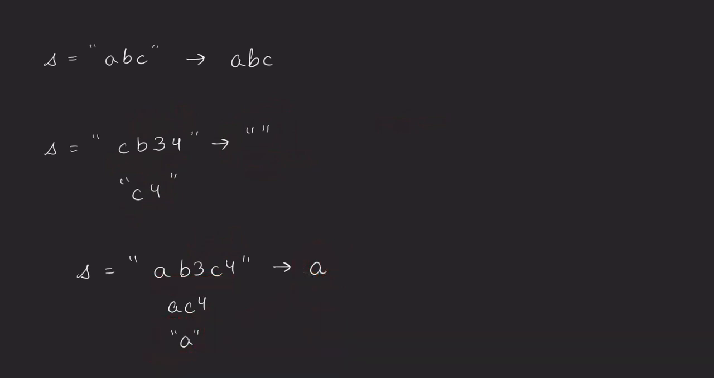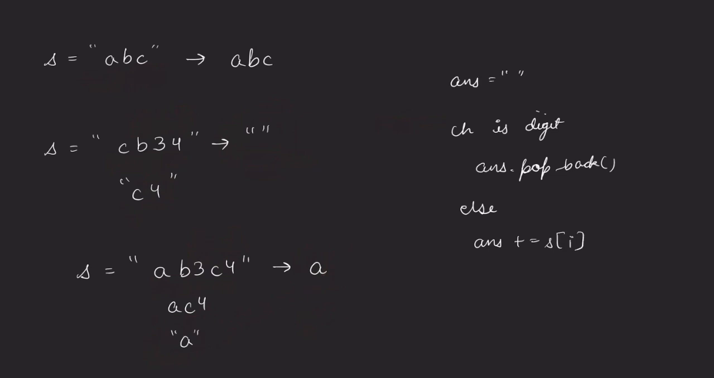So simply what we will do is maintain an answer string which will be empty initially, and then we will start iterating over this string S. If a character is a digit, in that case we will simply pop back from the string. This will remove whatever is the last character present in the string. And if it is a non-digit character, then we will just append it to our answer. At the end, this answer is our remaining string which we need to return.